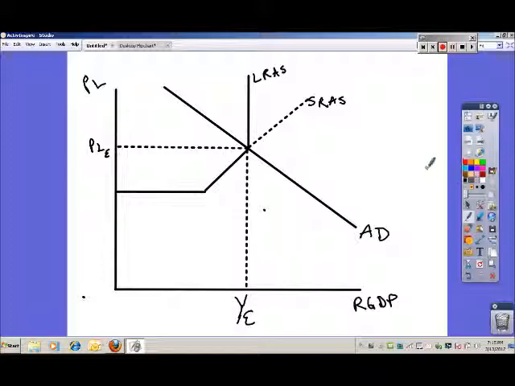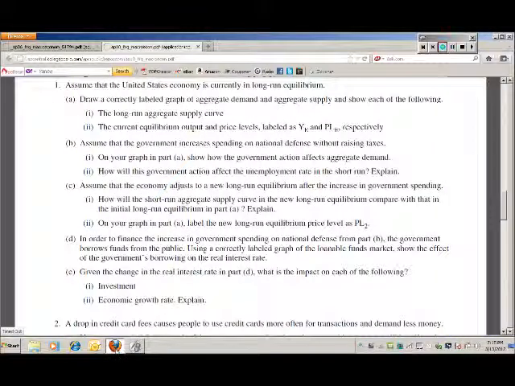All right, from what I'm looking at, it seems that we've appropriately graphed out everything that we need to know and labeled it for A. We should get all the points for that. We have our long-run aggregate supply curve. We have the current equilibrium output and price levels. We have everything labeled accurately.